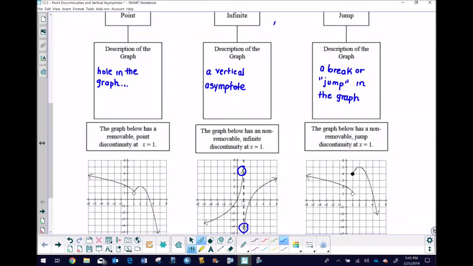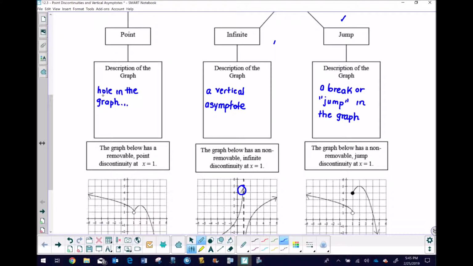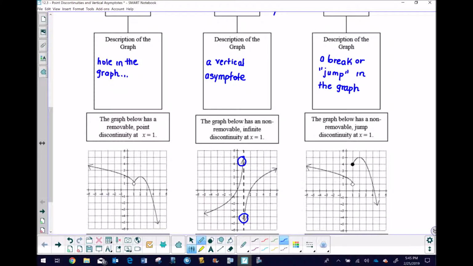Now, if I go back to my first description of the point discontinuity, the reason I don't like just saying there's a hole in the graph is that one could make that argument for the jump discontinuity. There could be a hole in a graph right there, or truth be told, there could be a hole here as well. There's nothing that says we have to have the function defined at 1. So I want to add to this that there's a hole in the graph without there being a break in the graph.